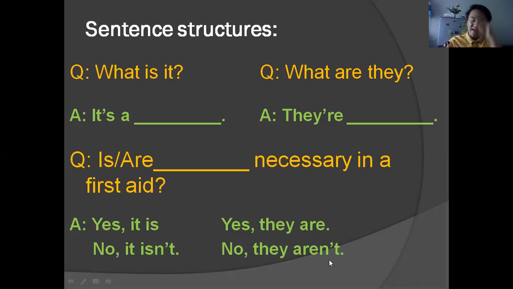Do you understand? I hope you've understood our lesson for today.